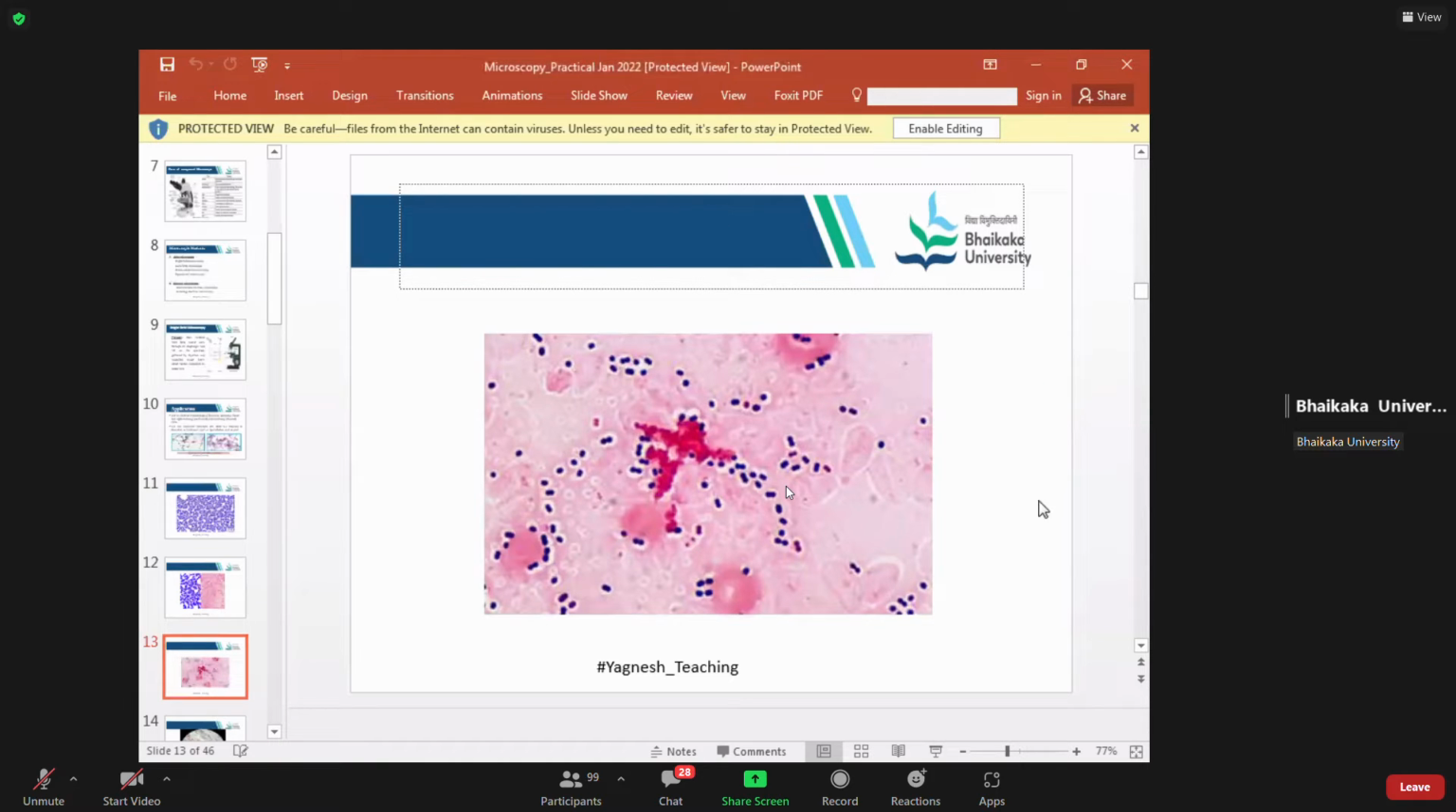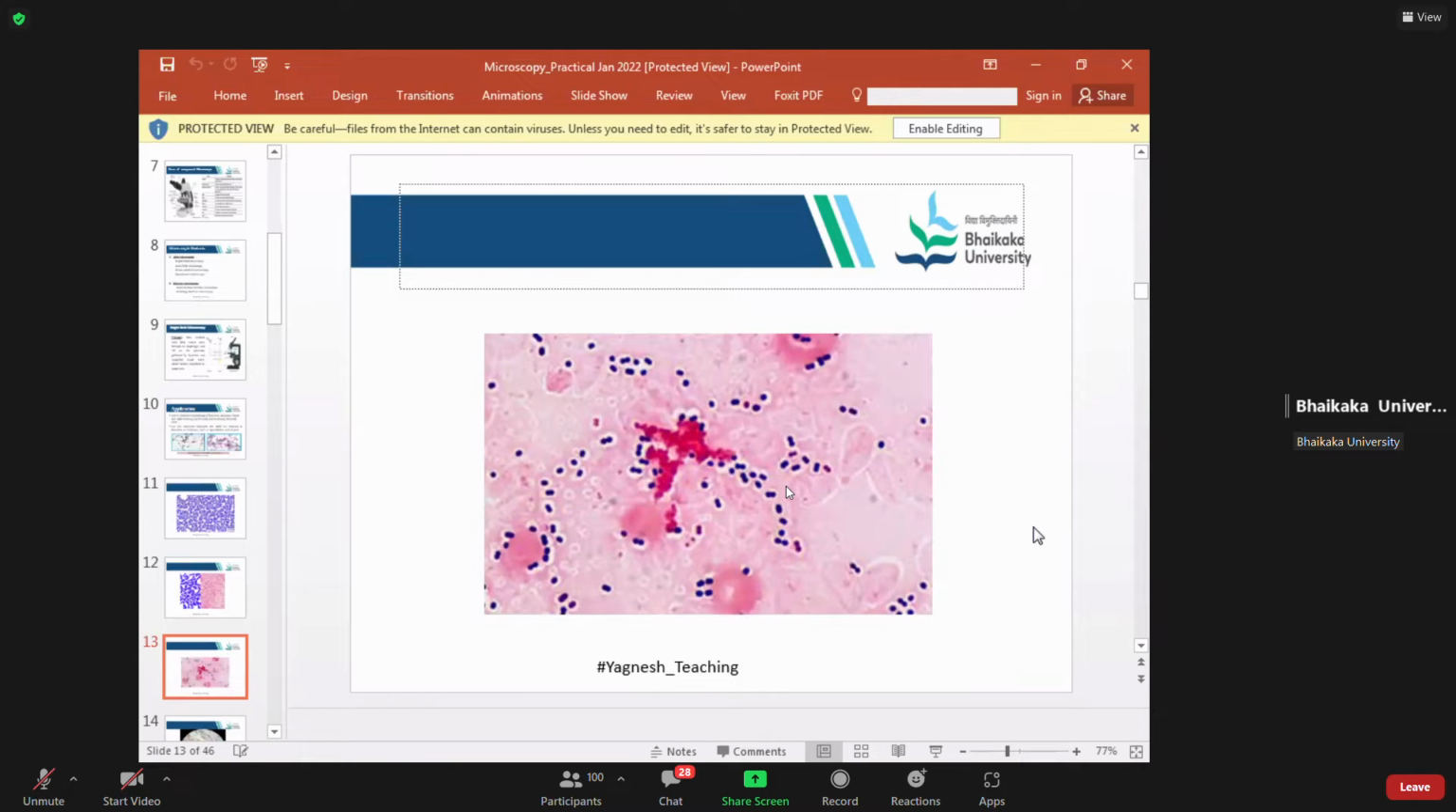Gram positive cocci. Now I am reading the report. Gram positive cocci, now what is the next thing? Gram positive cocci is the Gram's reaction because cells are violet in color. Gram positive cocci in pairs. Gram positive means the cells are of violet color. Cocci means they are circular or rounded, and in pairs is the arrangement.